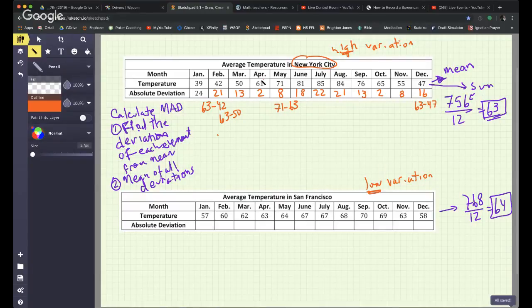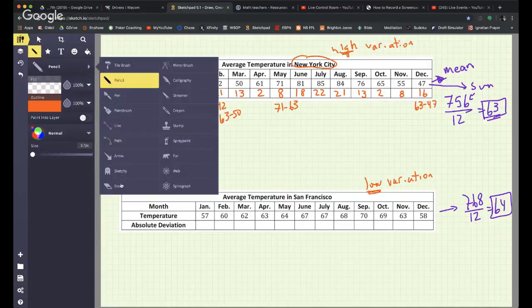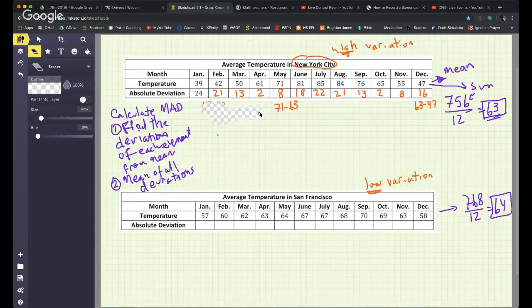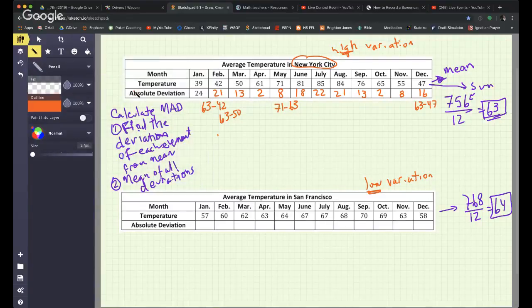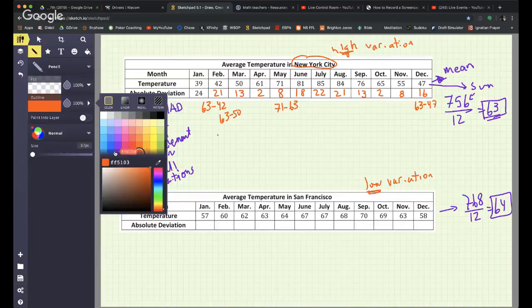All right, so now we have all of these numbers, 21, 24, right? They did this calculation for us, 24, 21, 13, 2, 8, 18. So let's add up all these numbers. Let's see, here, let's see if we can erase for a second. Oop. Well, that's not very good. We'll just go ahead and use our pencil, and we'll switch colors over to, say, fuchsia. Okay, so let's add up all these numbers.